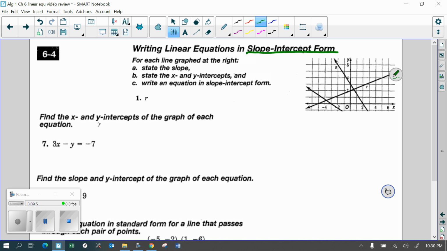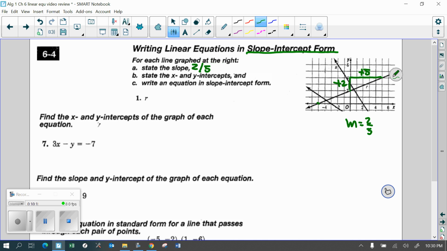In order to find the slope, I need to find two points on it. That goes through at a corner, and that one goes through at a corner. Now I count up 1, 2, positive 2 for the y, 1, 2, 3, 4, 5, positive 5 for the x. So the slope is 2/5. State the x and y intercepts.